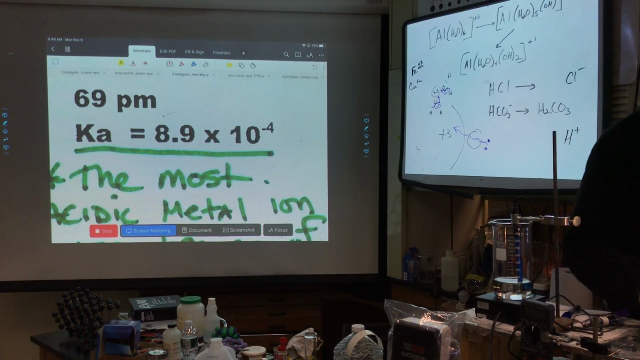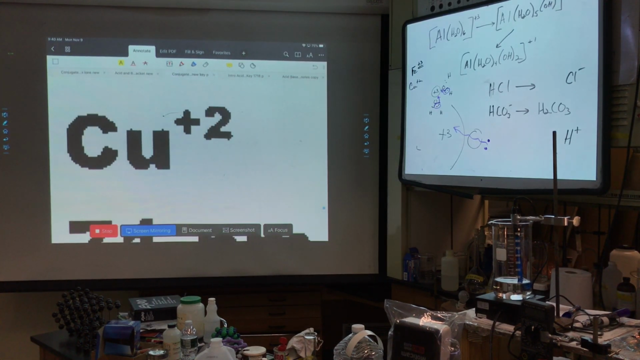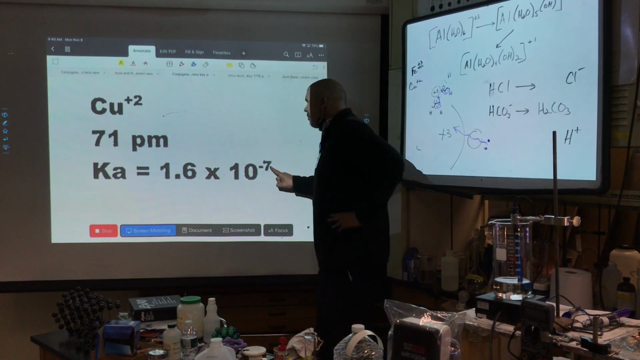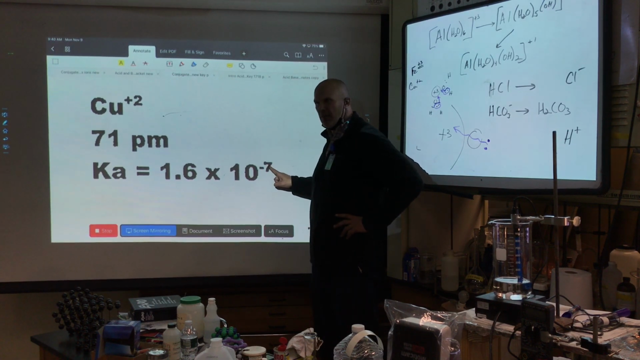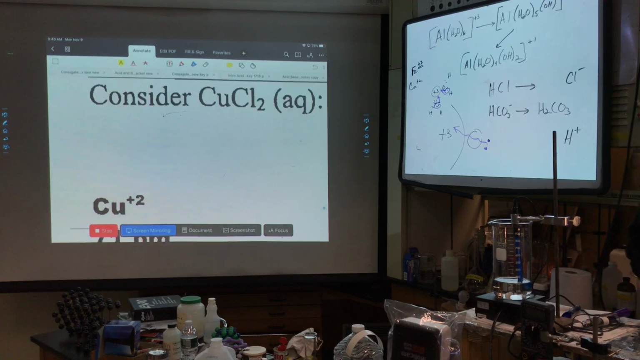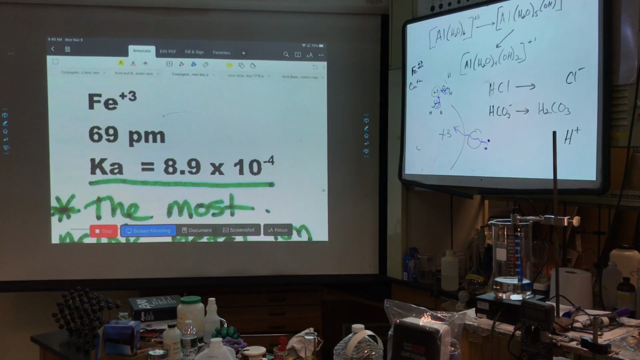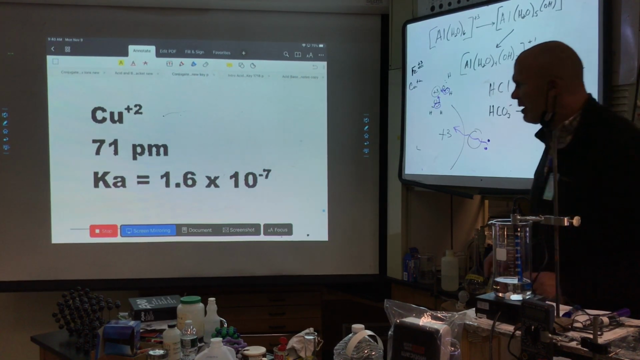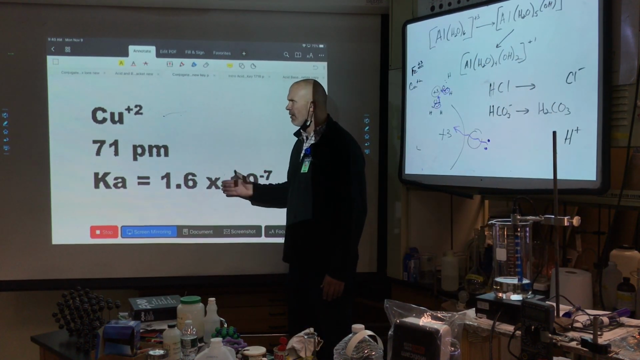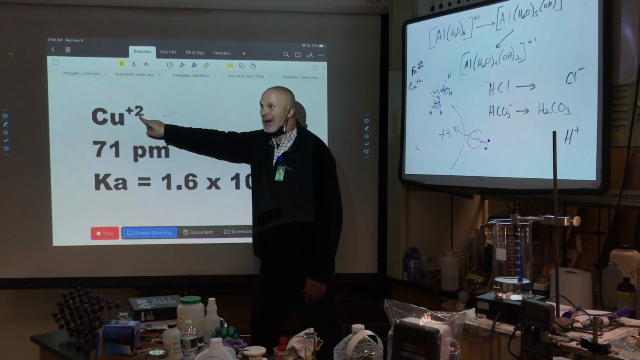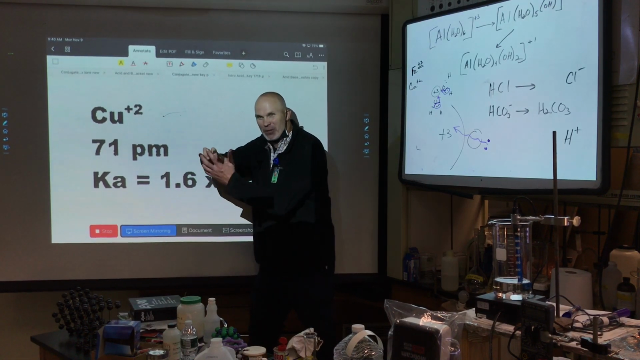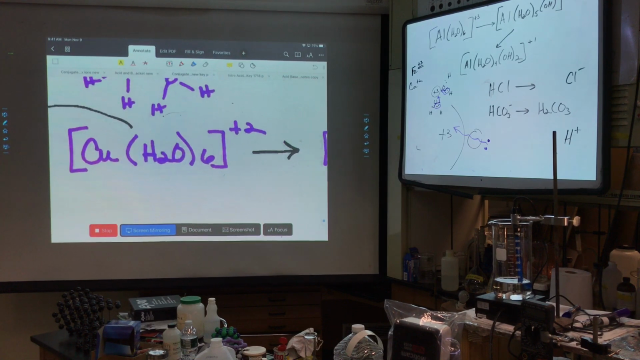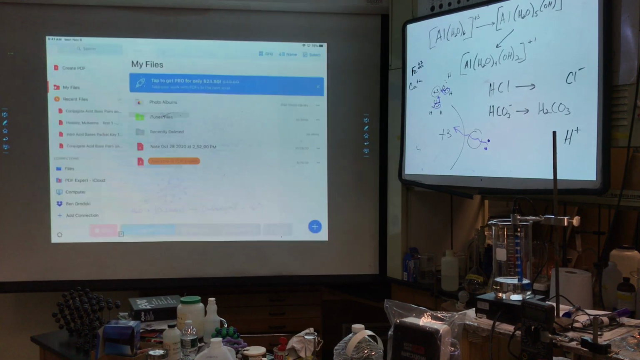Check this out. Look at copper. But copper is what? Plus 2. Now hold on. 71 picometers is pretty what? Small. But wait a minute. That's nowhere near. That's much less acidic than what? Yeah, why? 10 to the negative 4. This is 10 to the negative 7. This is approximately 1,000 times less acidic. Why? Still pretty small, but what? It's not plus 3. So it doesn't have the same charge density. All of these guys are acids, okay, because they do what? They make these complexes.